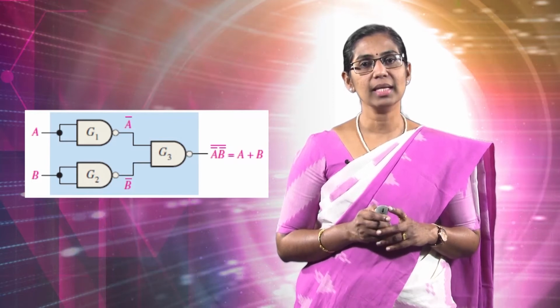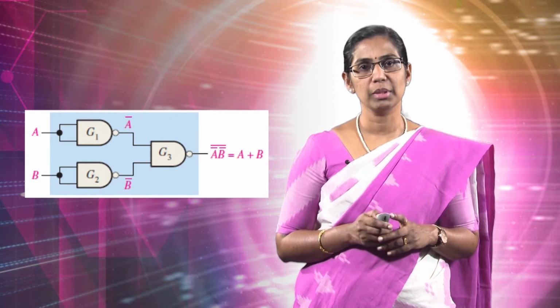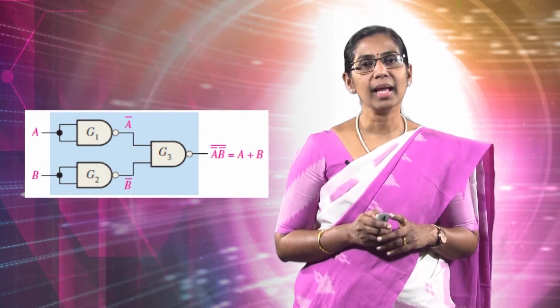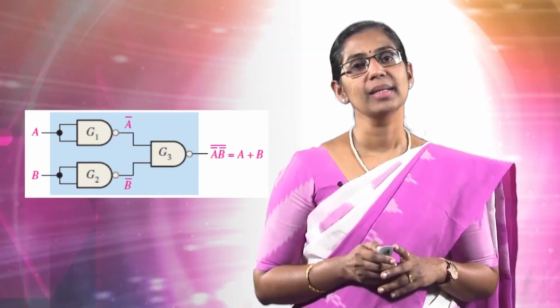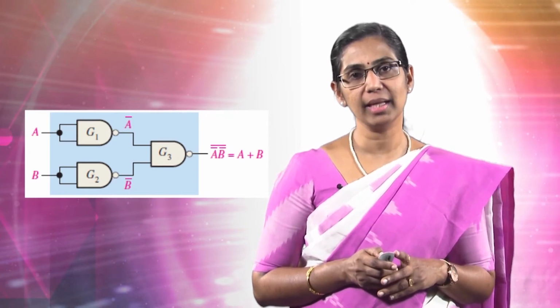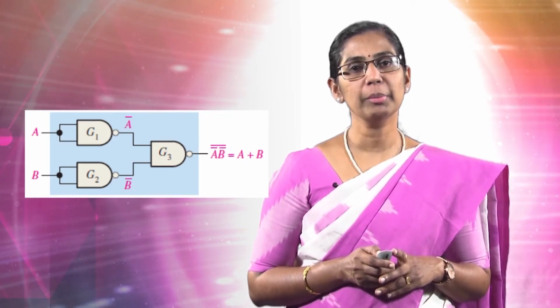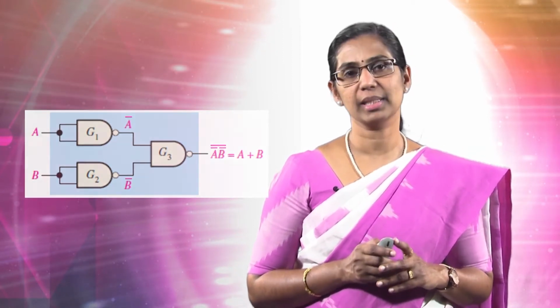The first NAND gate, where its input is A, produces A complement. The second NAND gate, where its input is B, produces B complement. These inputs A complement and B complement are fed to the third NAND gate to produce (A complement dot B complement) whole complement, which is equal to A plus B.